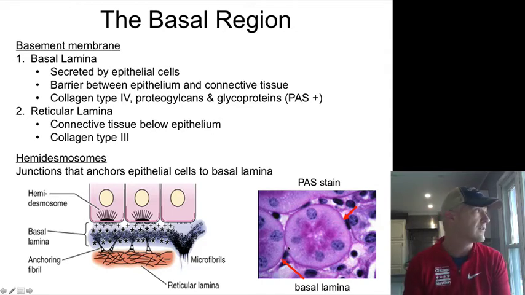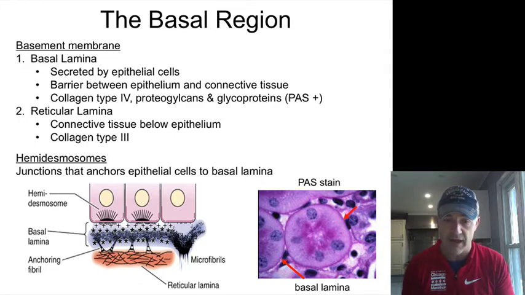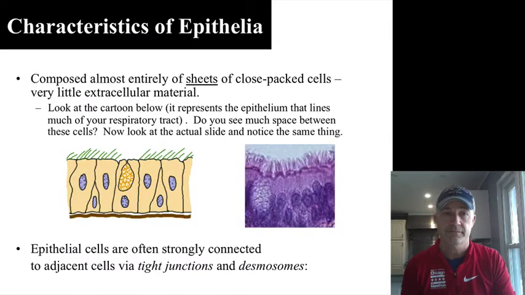We can stain for it specifically with certain types of stains. And again, there are these things called hemidesmosomes that are going to help hold this to that layer underneath. But again, this is what is anchoring that epithelium to the underlying tissue.